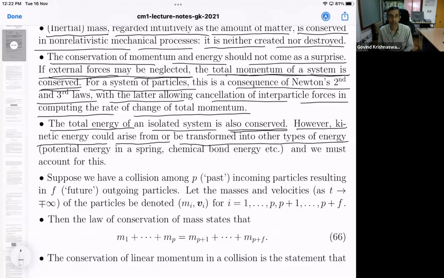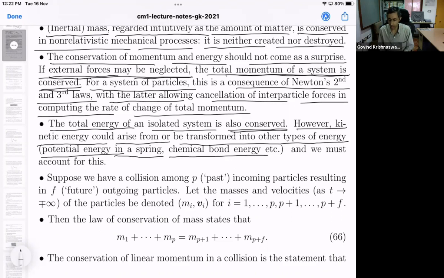It may arise from or be transformed into other types of energy while staying within the system. For instance, when a particle impinges on a spring, the spring may get compressed, and the kinetic energy of the particle may then be stored in the potential energy of the spring. So that is a way in which kinetic energy can be converted into potential energy. Kinetic energy is not necessarily conserved.